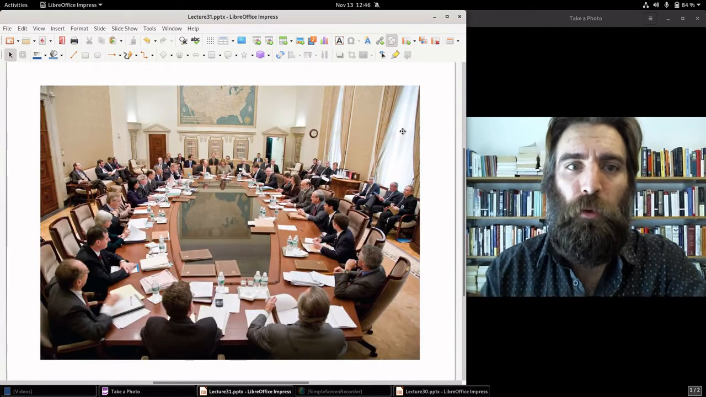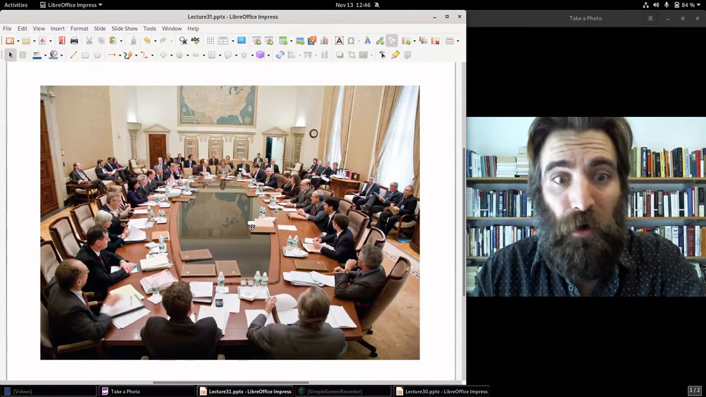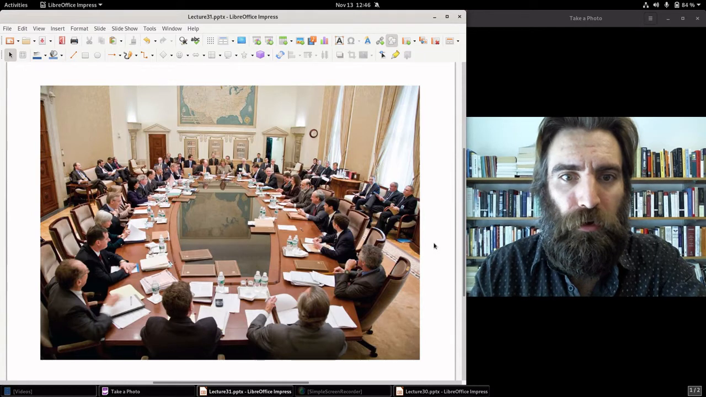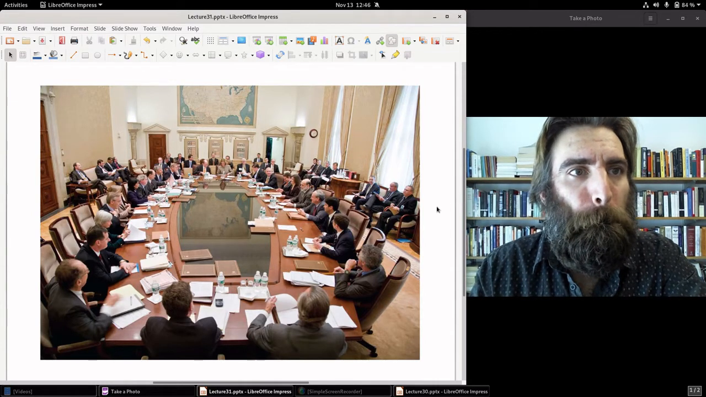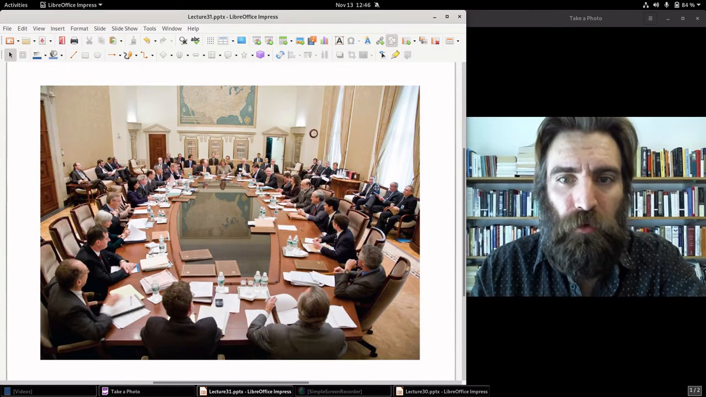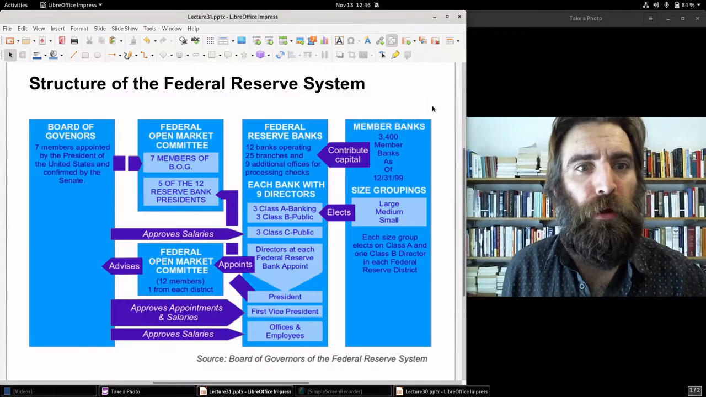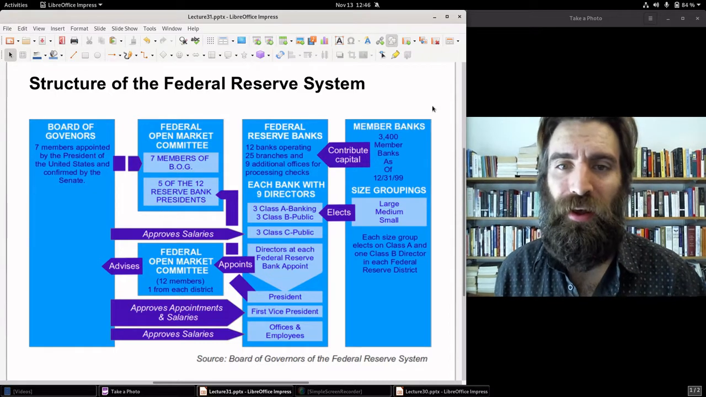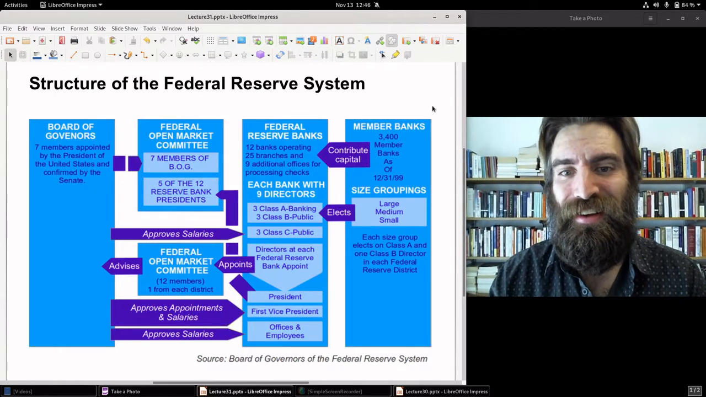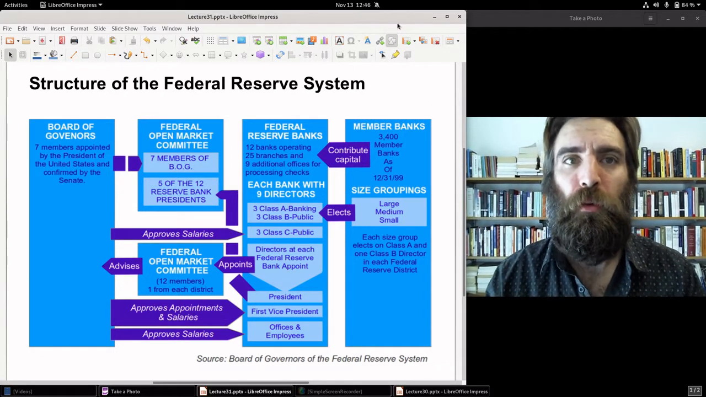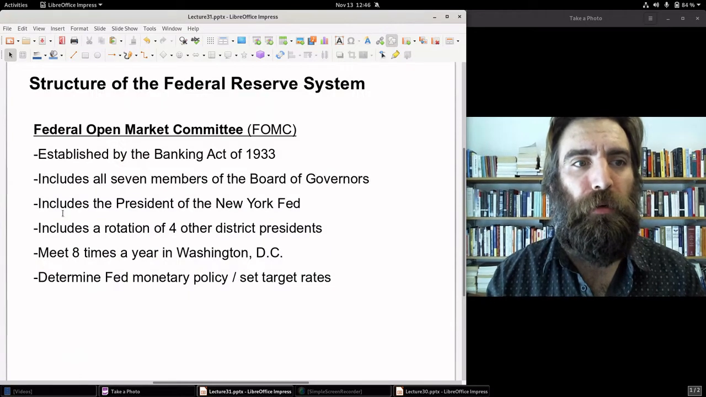Here's a meeting of the FOMC. Of course, there are other people present here than just the Board of Governors, the New York Fed president, and 4 other district presidents. But there's Ben Bernanke, so this was during Bernanke's term as Fed chair. Does that kind of make sense? I told you it's confusing. It's a little confusing. Now, what the heck does the FOMC do? Because that's our big question here.